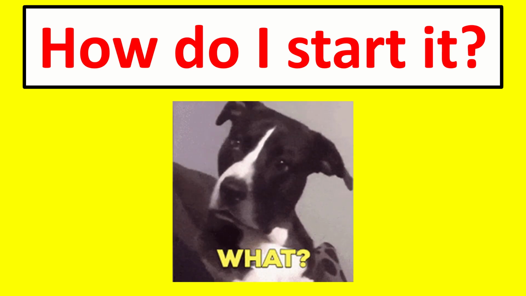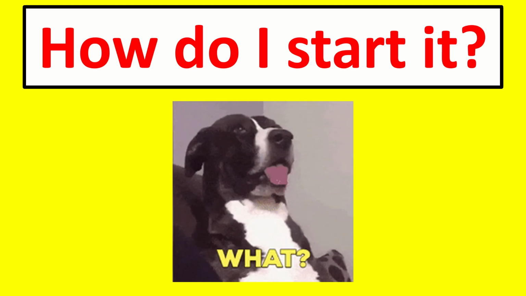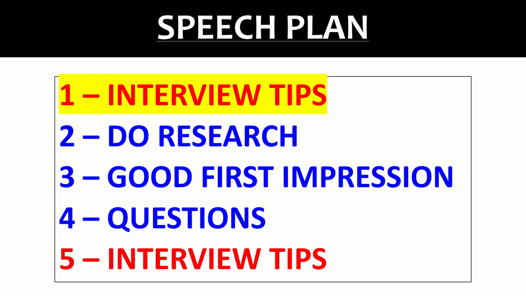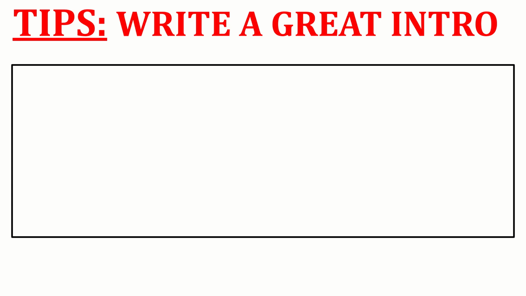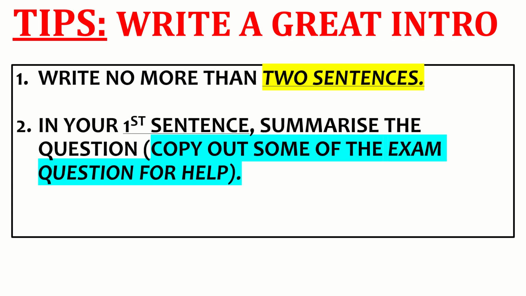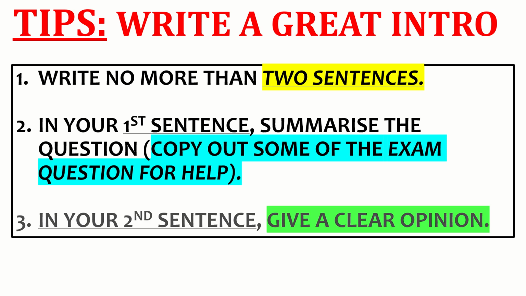How do I start it? A lot of students struggle to get going, but after they get going, do really well. And so if we look at the intro, so my yellow one here. So tips for a good intro are: write no more than 2 sentences. In your first sentence, summarise the question. Copying out some of your exam question will help you with that. And then second sentence, give a clear argument or a clear opinion or a clear statement to the reader about what you're going to write.